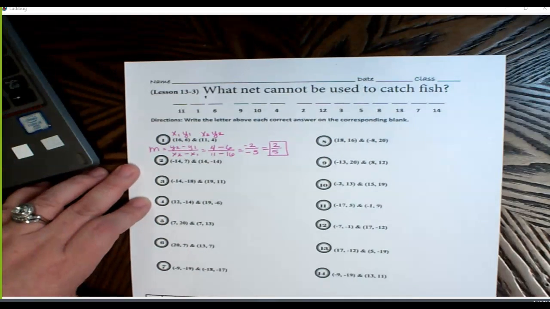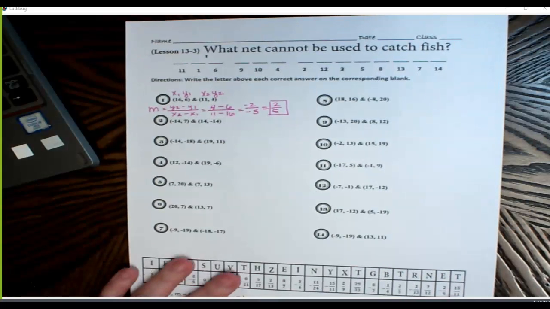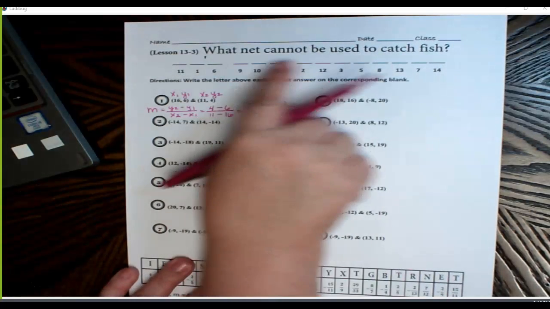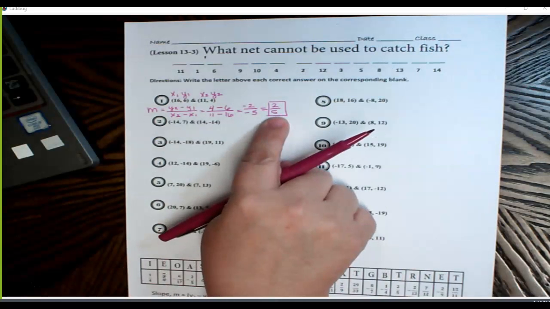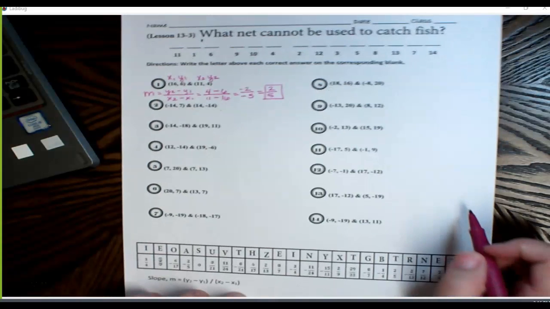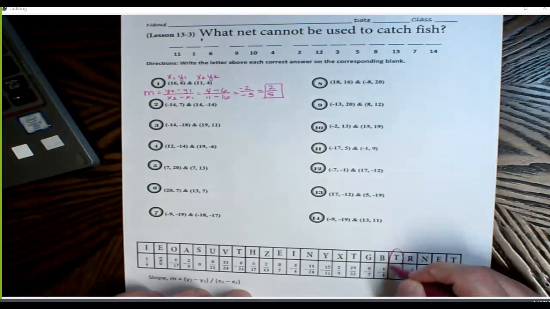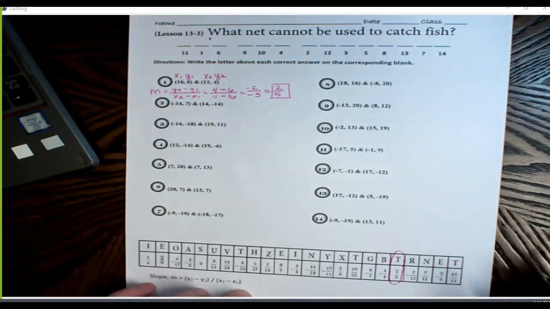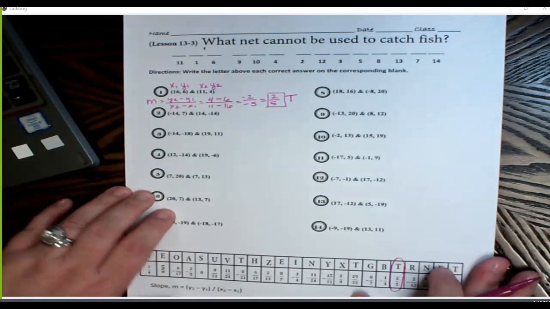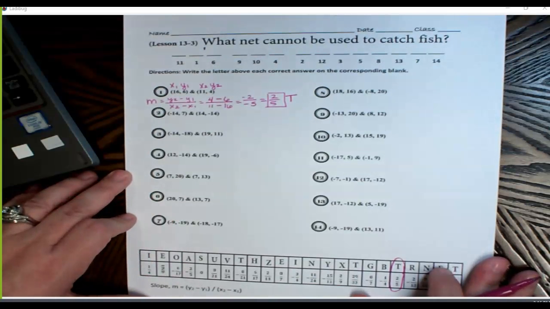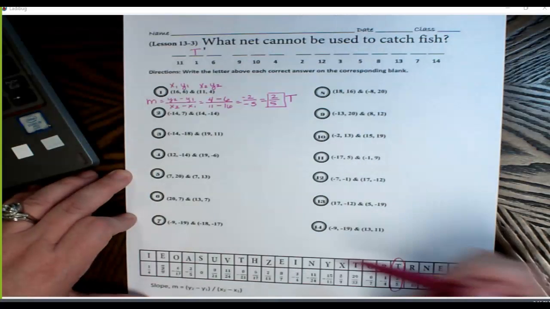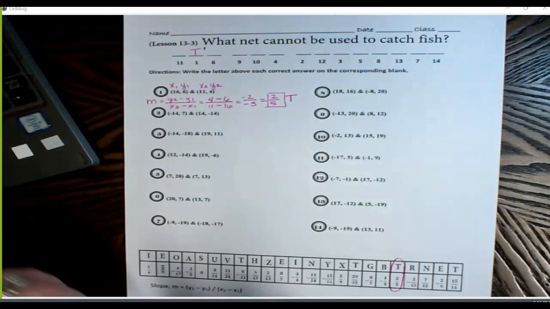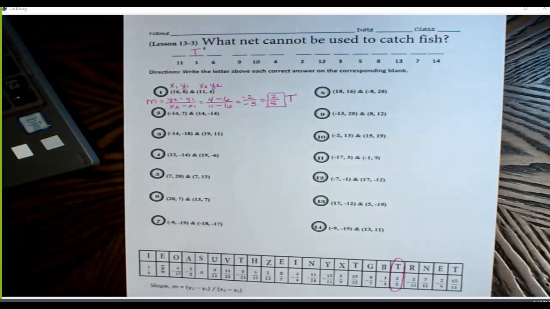All right, now let's figure out how to do this worksheet. The question is, what net cannot be used to catch fish? Well, I need to go find this answer at the bottom. Can you find 2/5? Hopefully you found it right here. T. So that means the answer to number 1 is T. So up at the top, wherever I see a number 1, what am I going to put? The letter T. When you solve all this, you will be able to answer the question of what net cannot be used to catch fish.